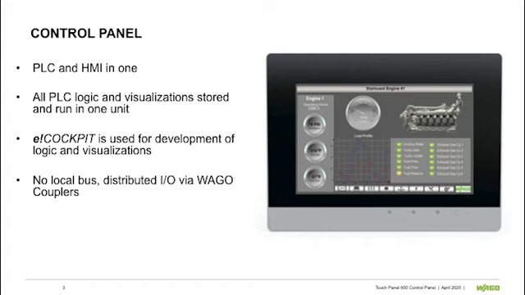And I would point out that the controller has a 4-core processor, each of which is running at 1 GHz, providing the user with high performance. And I note that the control panel does not have a local I/O bus. So for distributed I/O, the controller can be paired with a WAGO coupler with an Ethernet-based protocol or perhaps a CANopen-based protocol.